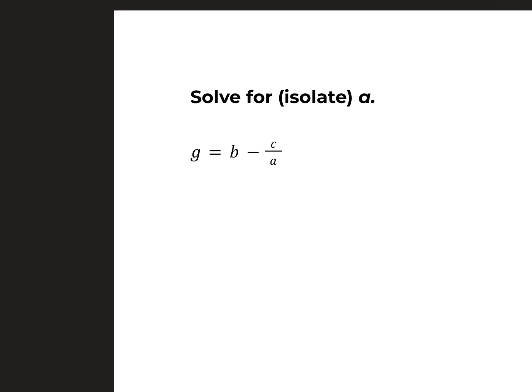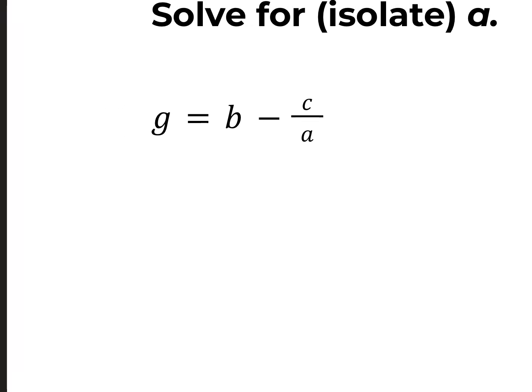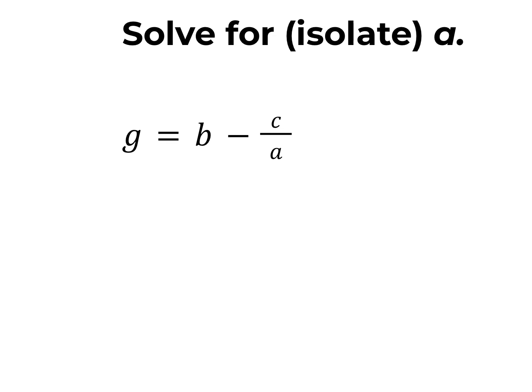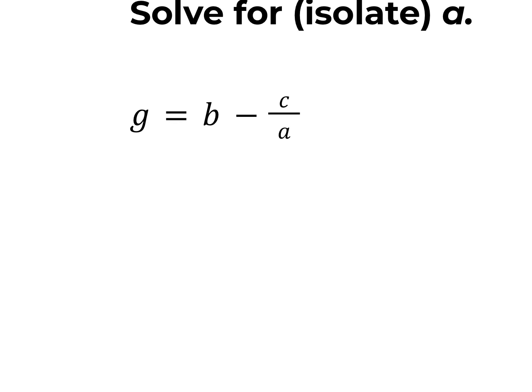One more problem. And this one's going to be just a little bit more difficult than the other ones we did. So we're asked to isolate for the variable a, and we have g equals b minus c over a. And so what we're going to notice here is that the variable we're trying to isolate is on the bottom of the fraction. But that's okay. Let's go ahead and deal with that. Let's go ahead and multiply by a on both sides.